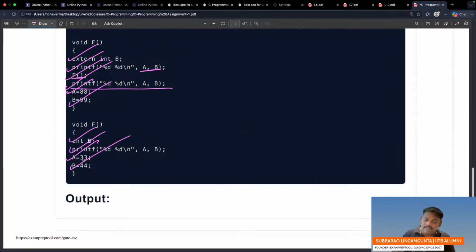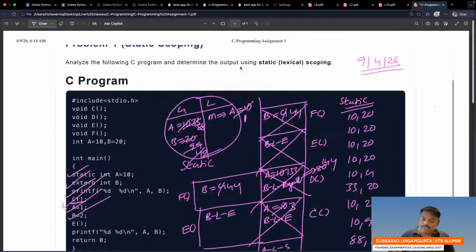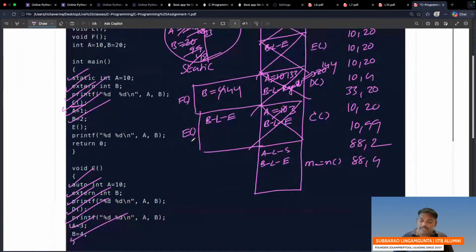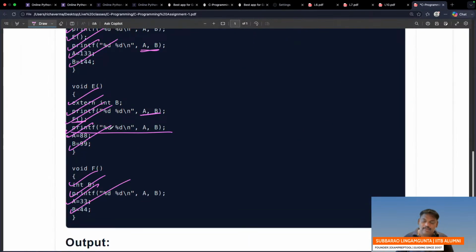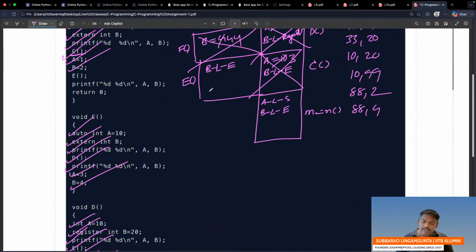After completion of this printing, A is 33 and B is 44. B is local, it will become 44. A becomes 33, a local. After completion of this printf, F is completed. Then go to E. In E, afterwards, you are printing AB. A is not there, so static.